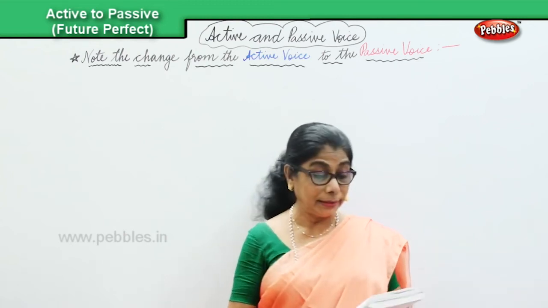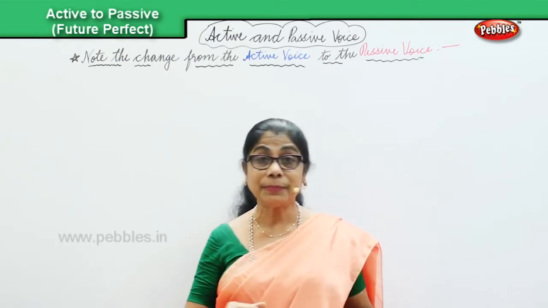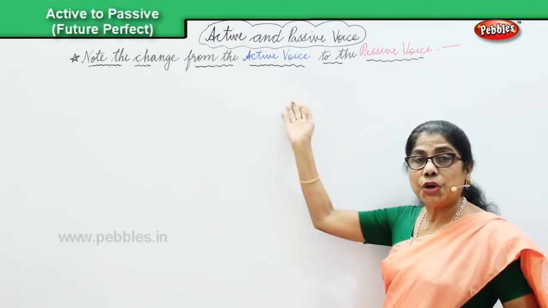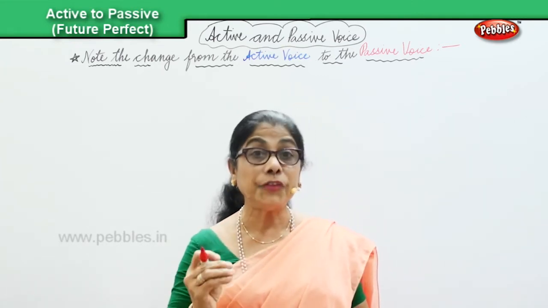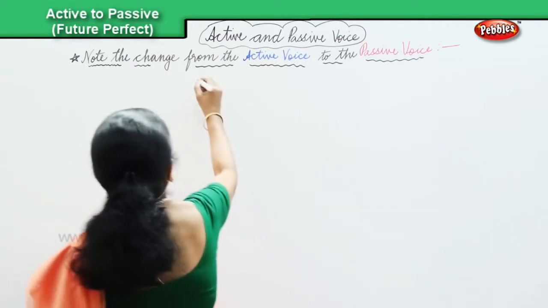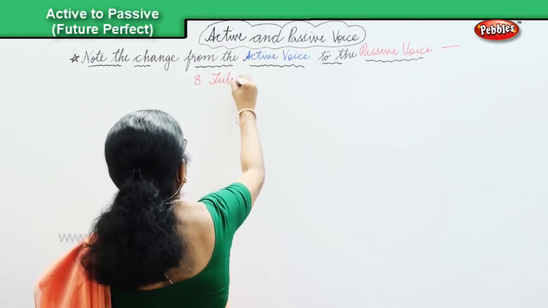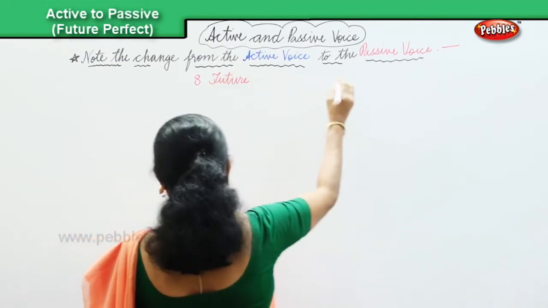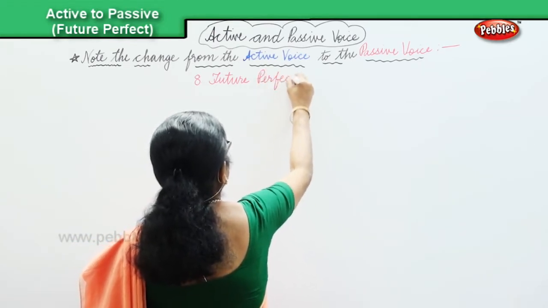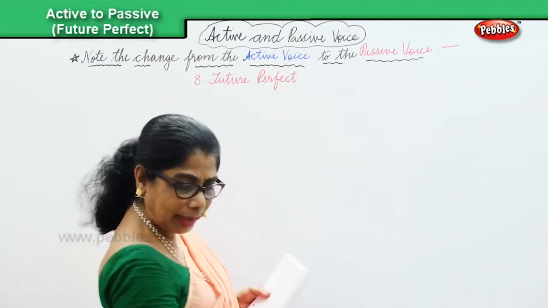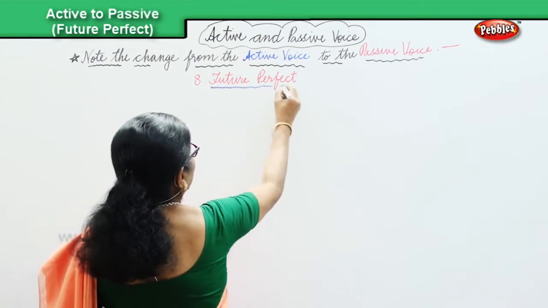Let us now look at the future perfect. Under that, a couple of sentences to note the change from active voice to passive voice. So the eighth one is future perfect. Future perfect tense, the changeover of the active into the passive. And that's what we are going to look at here.